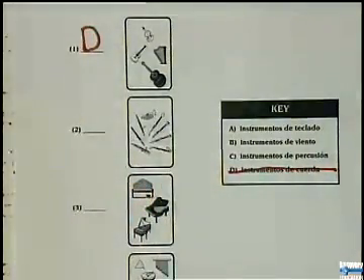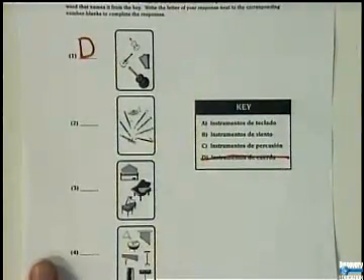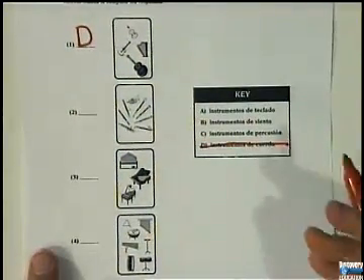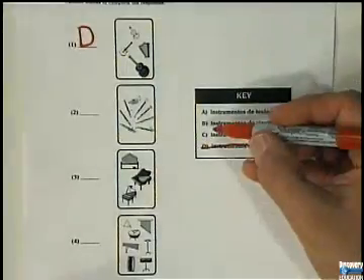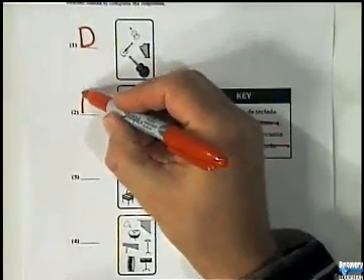Number 2, these are the wind instruments, okay? So, wind in Spanish is viento. These are the instrumentos de viento. Letter B.